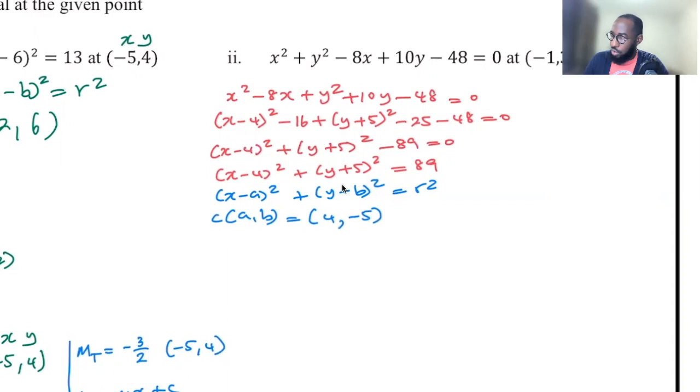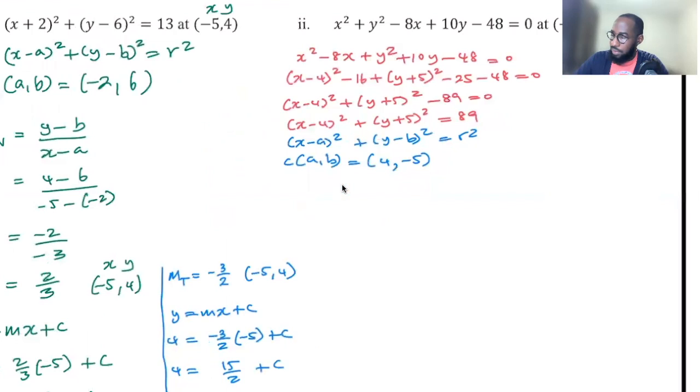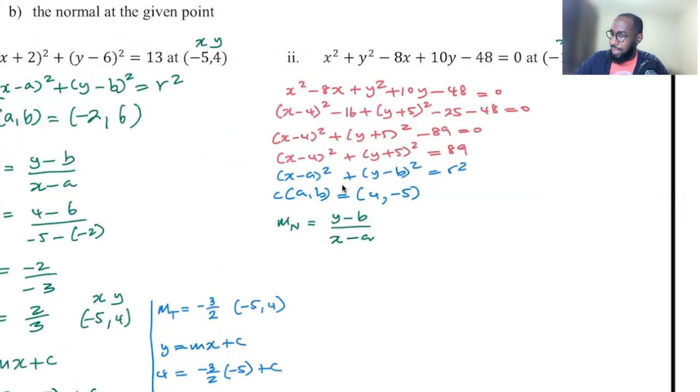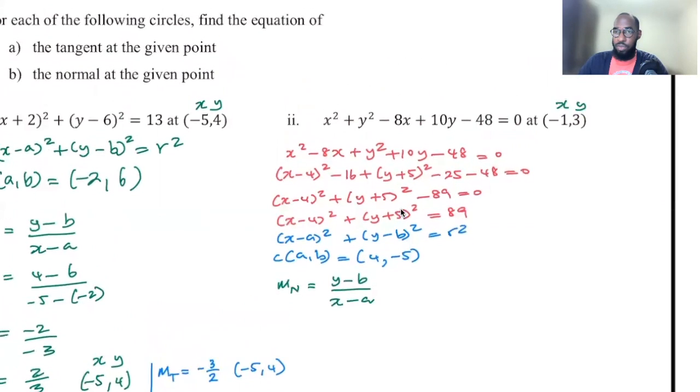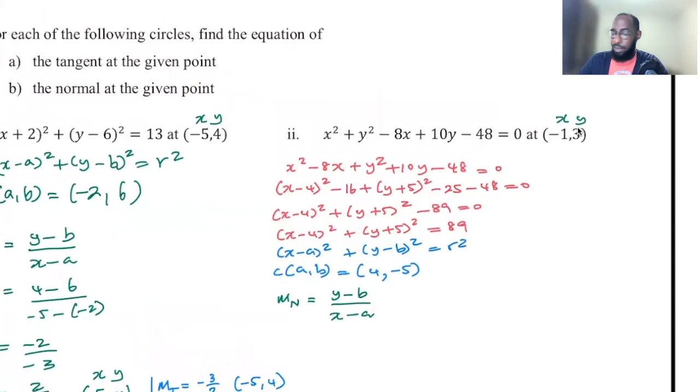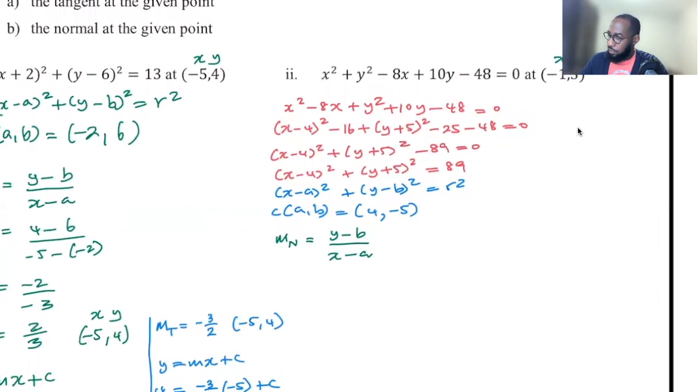So if I want to jump right in and find out what is the gradient of the normal, the gradient of the normal is equal to y minus b divided by x minus a. Now, remember, this is x and this is y, right? Let me scroll down. This is x and this is y. So that is equal to 3 minus -5 divided by -1 minus a, which is 4, right?